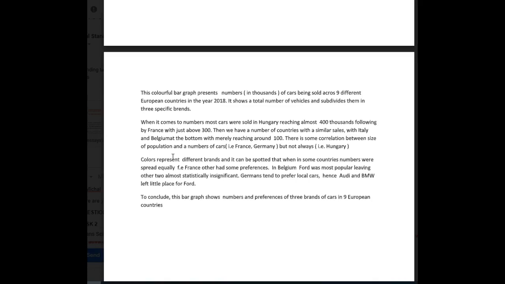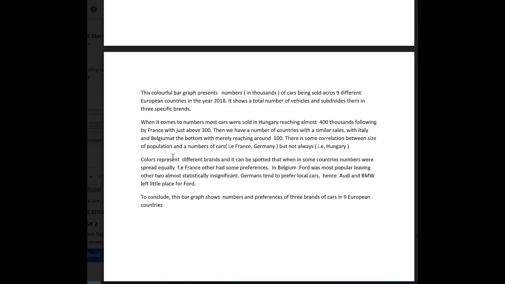In Belgium, Ford was the most popular, leaving the other 2 almost statistically insignificant. Germans tend to prefer local cars, hence Audi and BMW left little place for Ford. To conclude, this bar chart shows numbers and preferences of 3 brands of cars in 9 European countries.